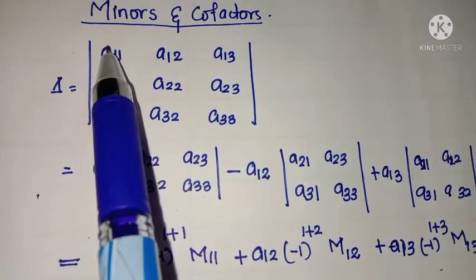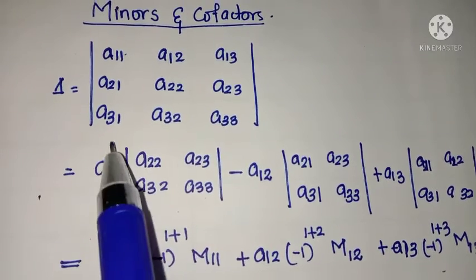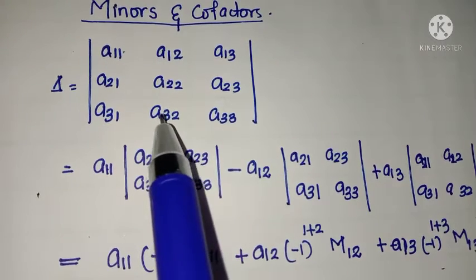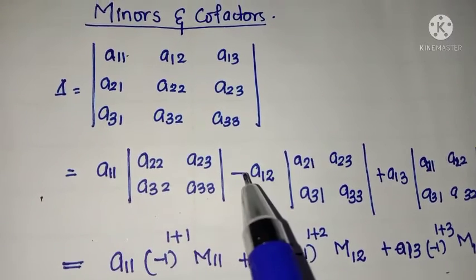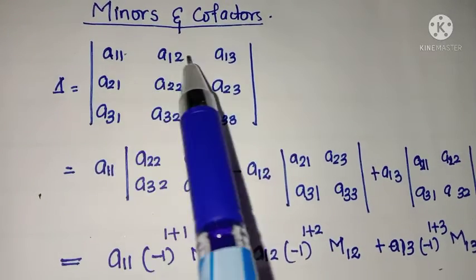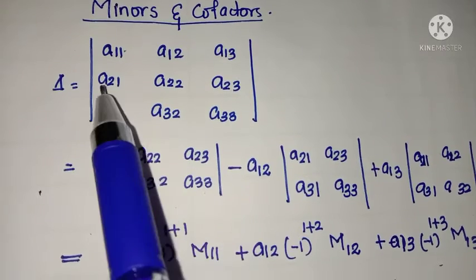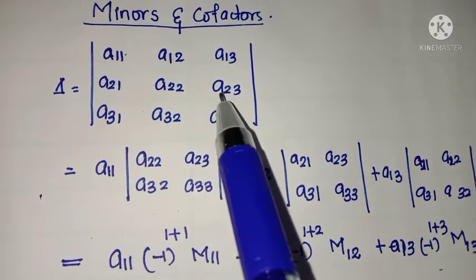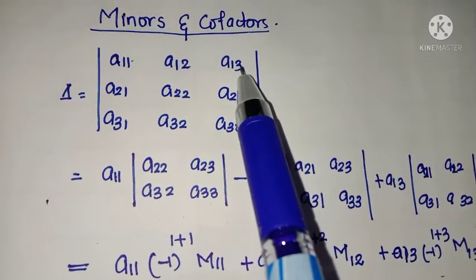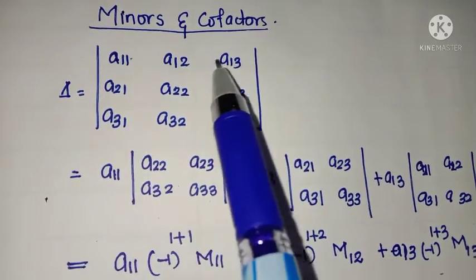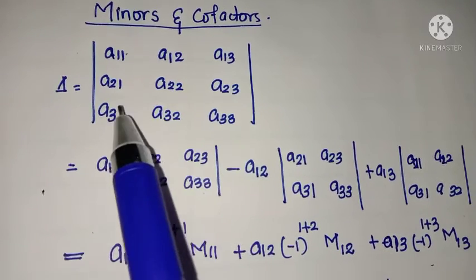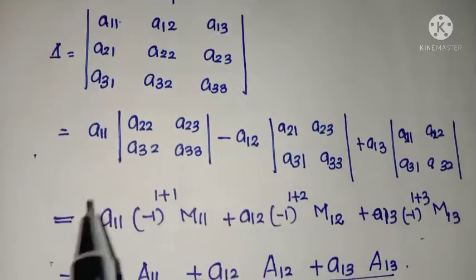So delete first row, first column. We have determinant A22, A23, A32, A33 minus A12 into delete first row, second column. We have determinant A21, A23, A31, A33 plus A13 into delete first row, third column. We have A21, A22, A31, A32.